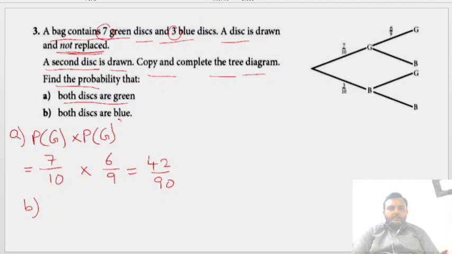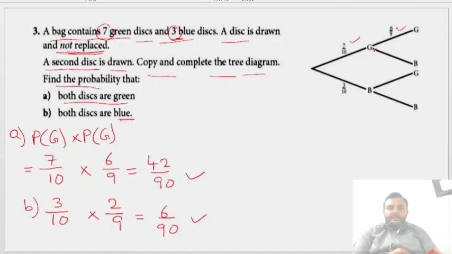So the second part, B part, will be there. Both discs are blue here. So we need to see how much blue. So 3. For the first time I will write 3 tenths, and then for the next time, these are 3, and then let me write 2, because it doesn't replace, one will be taken out. So how much here? 9. So it must be 6 upon 90. So hope you understand. Now we need to finish the diagram. So this is 6 upon 9. Yes, because one is taken out.